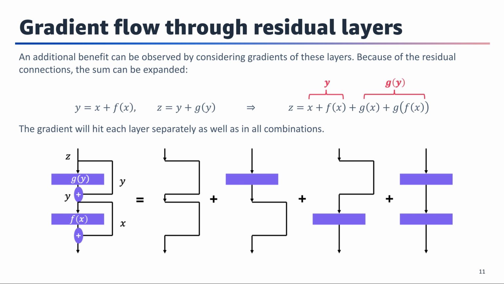In the case of residual layers, the gradient can flow directly from the output of the layer to the input of the layer, bypassing the intermediate layers. This can improve the flow of gradients and prevent the vanishing gradient problem. The gradient will still hit each layer separately, as well as in all combinations. This is because the gradient is computed for each layer individually, using the chain rule to propagate the gradient backward through the network.